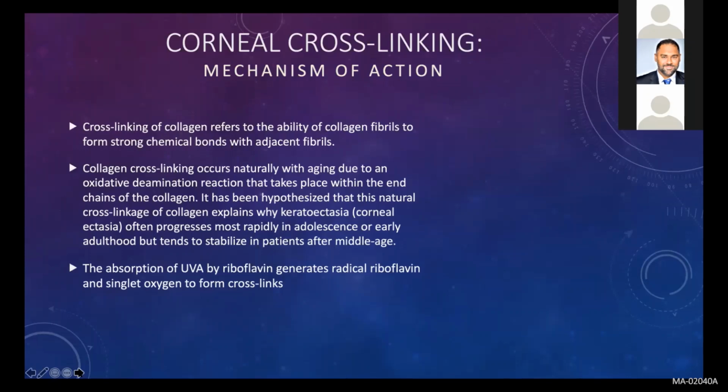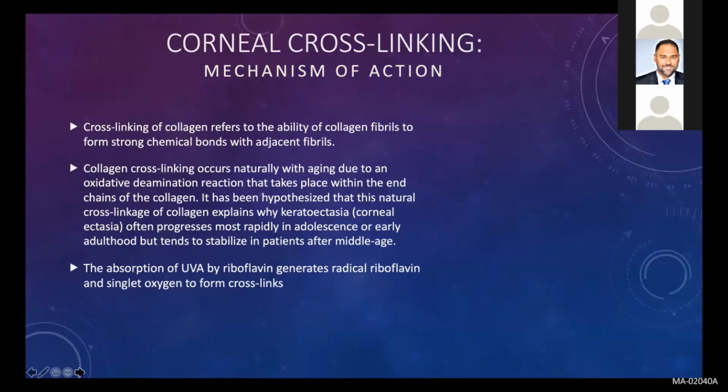It refers to the ability of collagen fibrils to form strong chemical bonds with adjacent fibrils. And collagen crosslinking occurs naturally as we age due to an oxidative deamination reaction that takes place within the end chains of the collagen. It's been hypothesized that this natural cross-linkage of collagen explains why keratoectasias usually progress rapidly in adolescence or early adulthood, but stabilize in patients after middle age due to the oxidative deamination reactions.